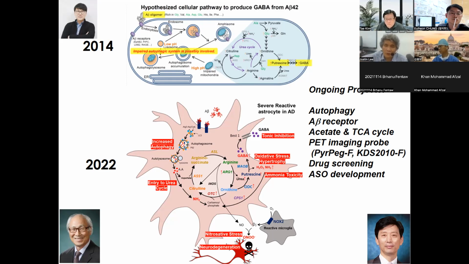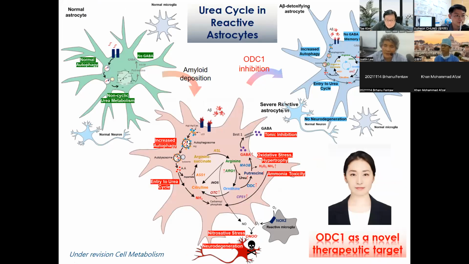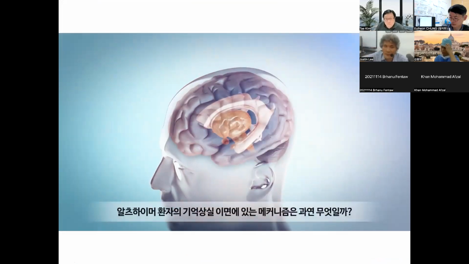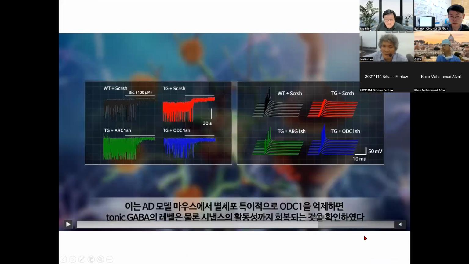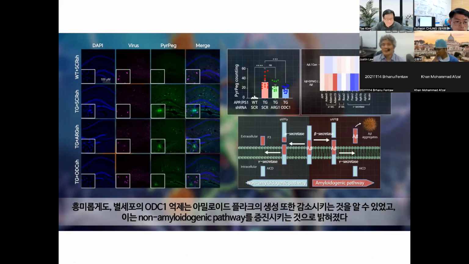I showed some clue here that this enhanced level of ODC1 is somehow linked to this accumulated amyloid plaque. If we inhibit ODC1, we were able to convert this amyloidogenic pathway to non-amyloidogenic. So I think this A beta accumulation is somehow linked to these urea cycle related enzymes, which regulate this beta secretase, alpha secretase, and gamma secretase balance.